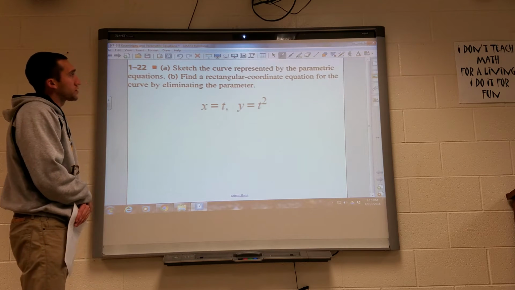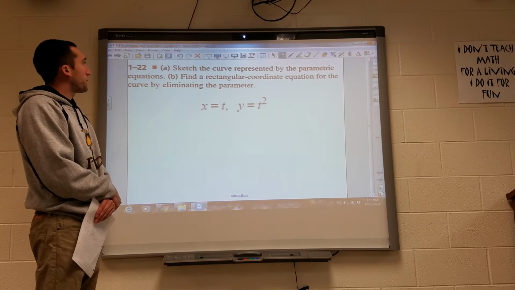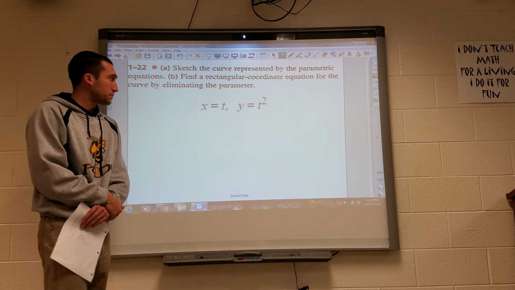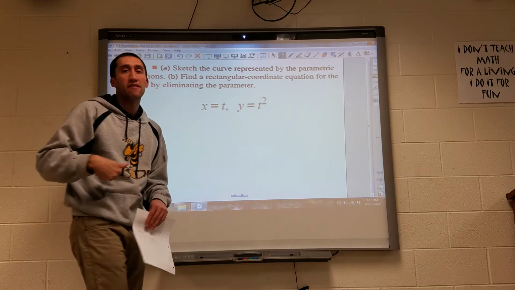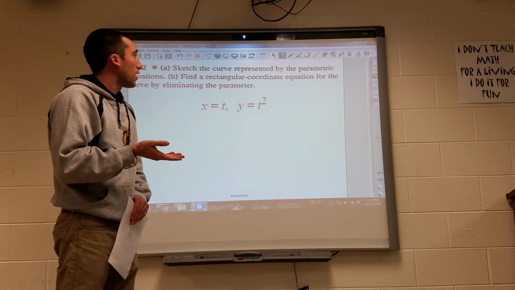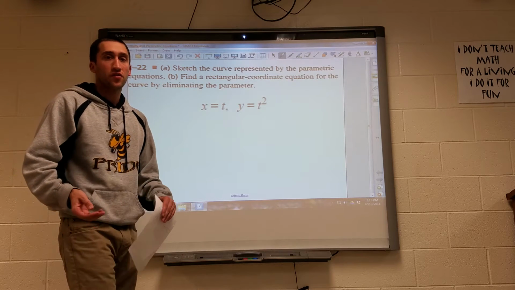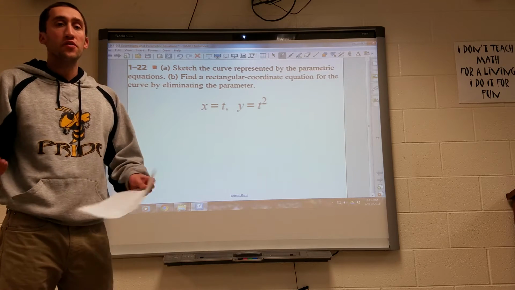Now, they want us to sketch the curve represented by a parametric equation, and then find the rectangular coordinate equation by eliminating the parameter. A parametric equation means we basically have a third variable. But we can go ahead and graph it, and then we can get it back into a rectangular equation, where we know it looks familiar to us.